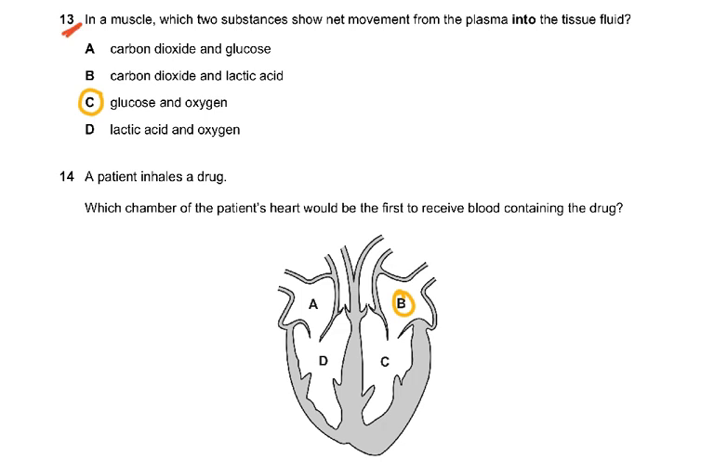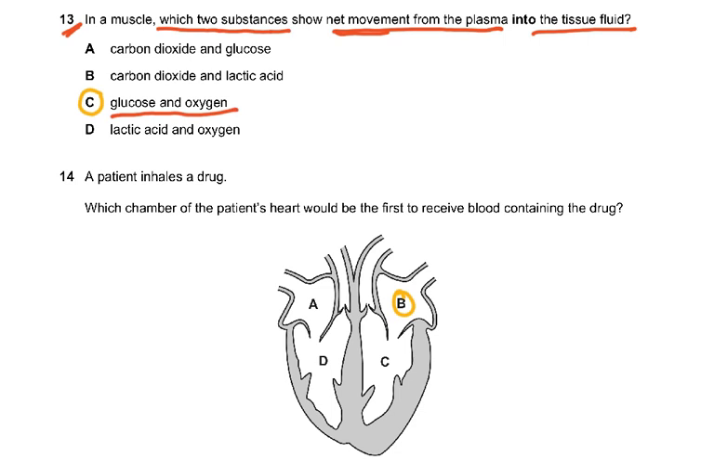Question 13. In a muscle, which two substances show net movement from the plasma into the tissue fluid? Now that had to be glucose and oxygen.